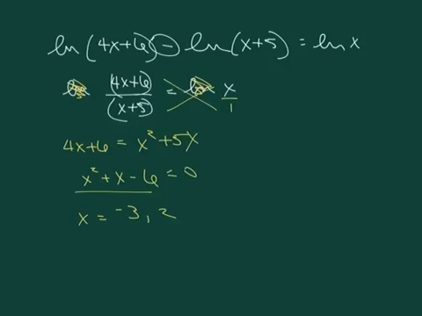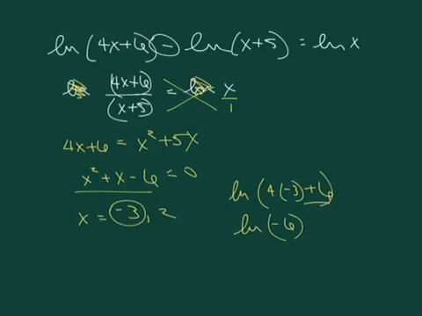So again, what do we run into here? If we plug in negative 3, ln of 4 times negative 3 plus 6, what does that give me? Okay, I put it in right here. It gives me negative 12 plus 6, which is going to give me the ln of negative 6, right? I cannot have a logarithm of a negative, so the negative 3 does not work. And then I put the 2 in, and the 2 does work because it gives me positive numbers.